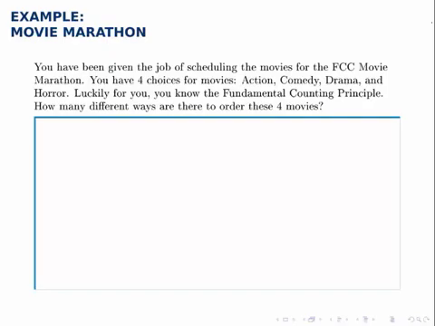So we're going to watch these 4 movies, but we can pick the order we want to put them in. So we have 4 choices to make: which movie goes first, which movie goes second, which one goes third, and which one goes fourth. So we start with the first one. How many movies do we have to pick from to be the first choice? Well, there are 4 movies, so we can put any one of those 4 in the first slot.